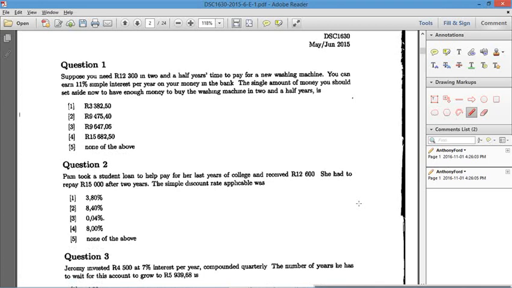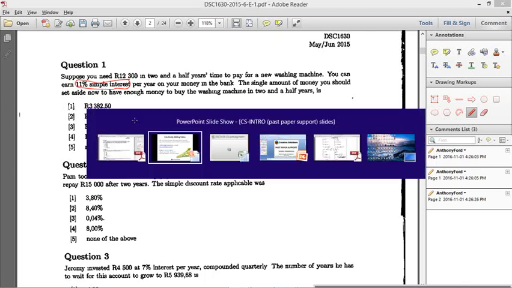Question number 1 says, suppose you need $12,300 in 2.5 years' time to pay for a new washing machine. You can earn 11% simple interest per year on your money in the bank. There's the keyword, 11% simple interest. Remember, I'm looking for keywords in every question to make the calculation easier for myself when I then approach it. In the exam, I've got a formula sheet.